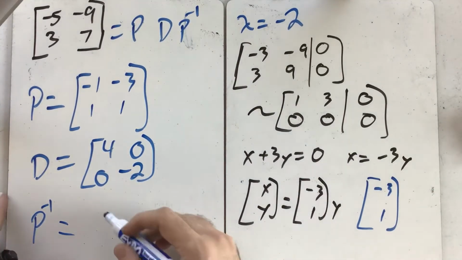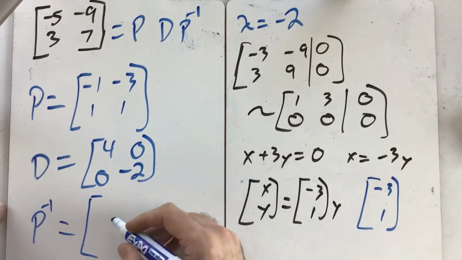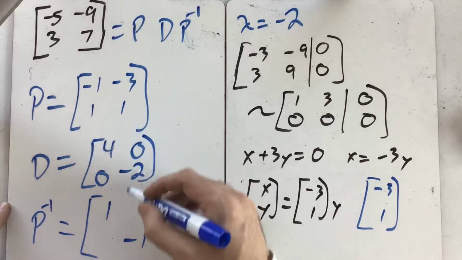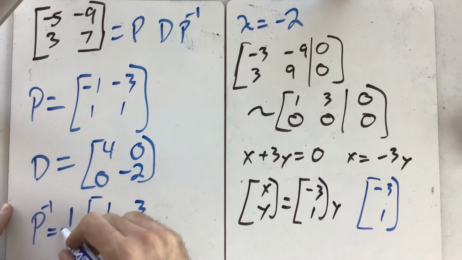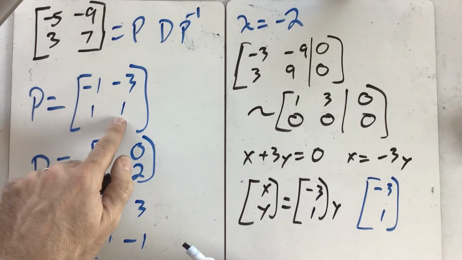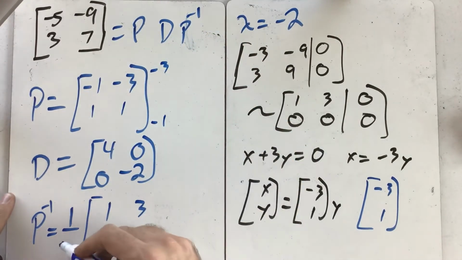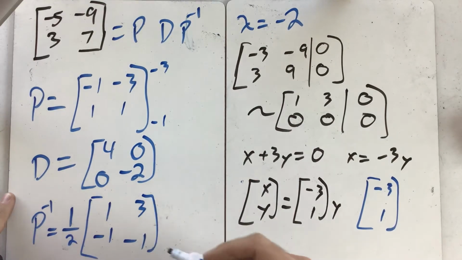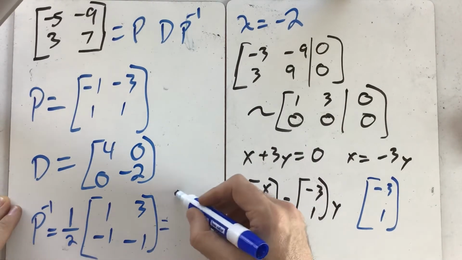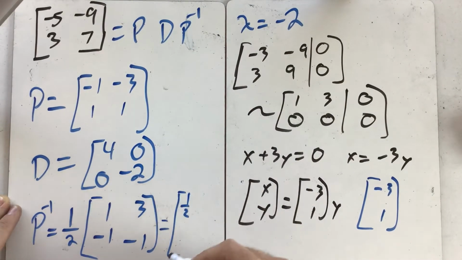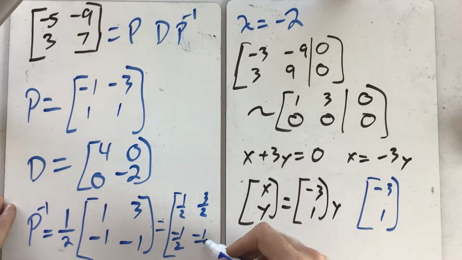So my P inverse is the inverse of this, and so I do the inverse by switching those spots, get 1, -1, and then switching those to positive and negative, but then I have to divide by the determinant. The determinant of this is -1 minus a -3, so it looks like 1/2 is what I've got. Okay, so that's my P inverse. I guess I could write it out if I wanted. I could write it out as a 1/2, a -1/2, a 3/2, and a -1/2.